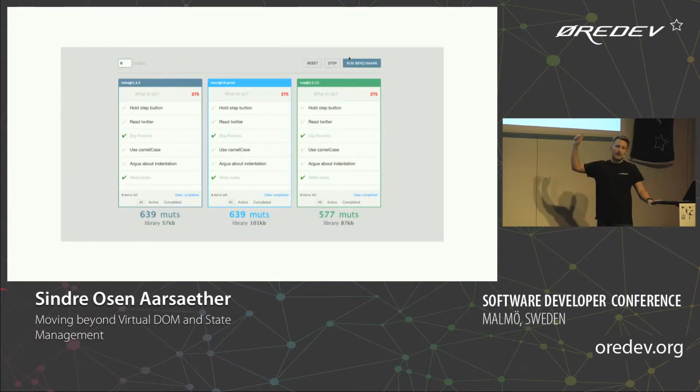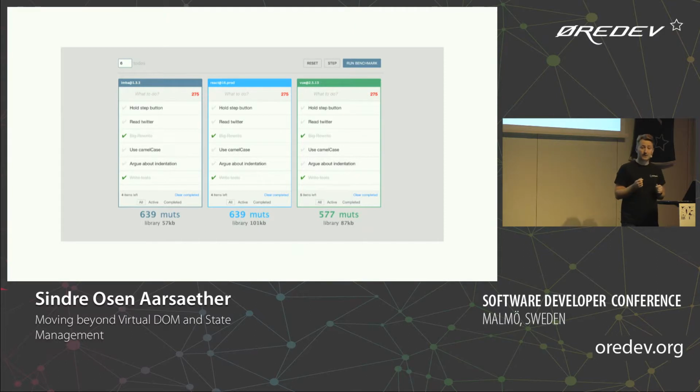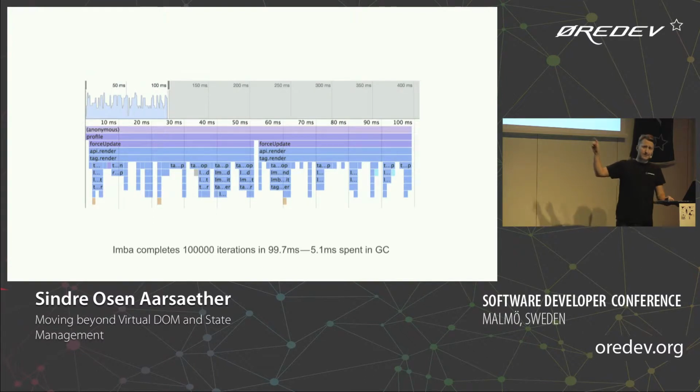So if we run that kind of benchmark, just doing 100,000 iterations where we don't change the state, but neither do we let the reconciler know that nothing has changed. So it has to find out itself. We're not helping it with shouldComponentUpdate or a crazy immutable framework or some sort of weird data state management system. So this is a flame chart for Imba doing these 100,000 iterations. It does it in less than 100 milliseconds, and it spends around 5 milliseconds in garbage collection.